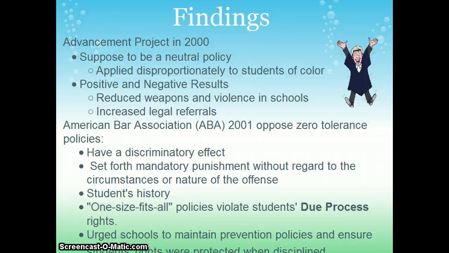There are both positive and negative results. We have seen the research that there are reduced weapons and there is reduced violence in schools, but there are increased legal referrals. The punishment is no longer being handled by the schools. It's being turned over to the police and the courts. It's important to note that the American Bar Association is opposing zero tolerance policy because they are seeing this discriminatory effect against people of color, minorities, low SES people.